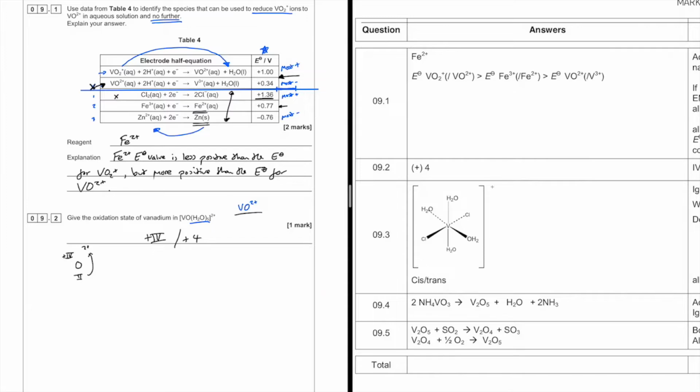So our answer here, our reagent is Fe2+. I made my explanation as I was doing the question, and it is this. Fe2+ has an E0 value that's less positive than the E0 value for VO2+, but more positive than the E0 value for VO2+, which is basically what that says. Okay, so it sits in between the two. So it's going to reduce one, but it's not going to reduce the other.